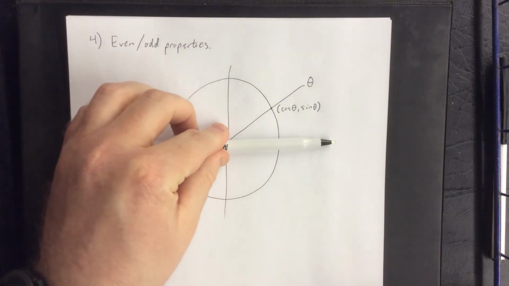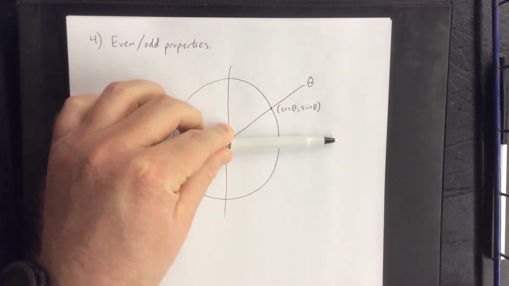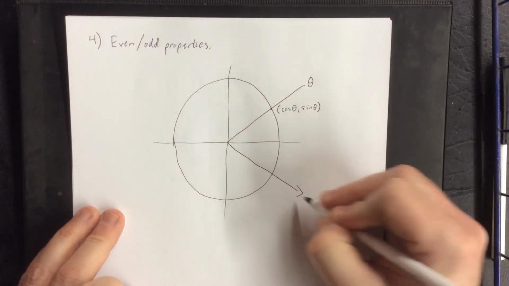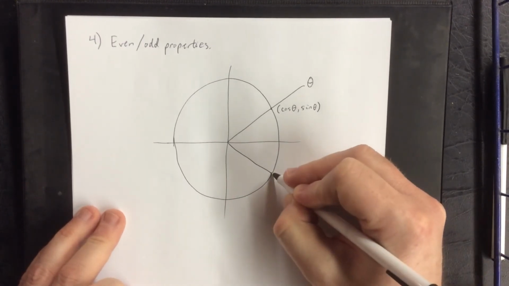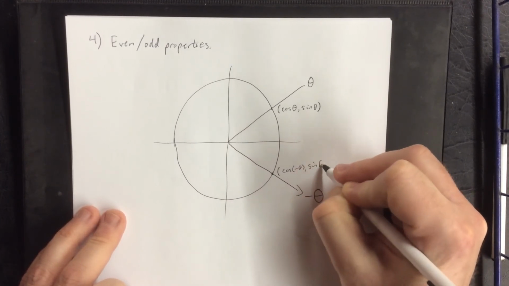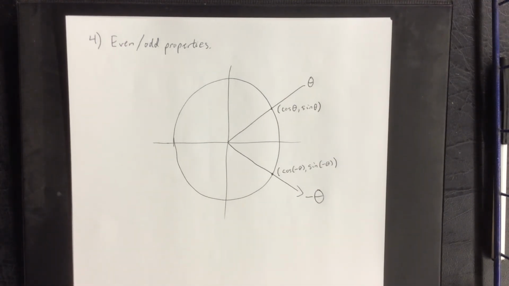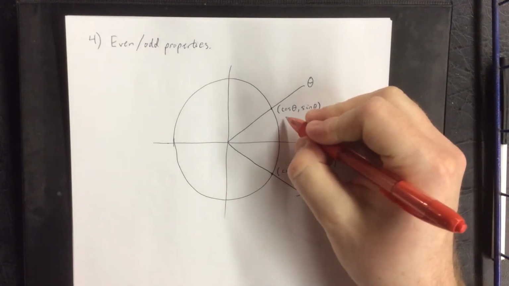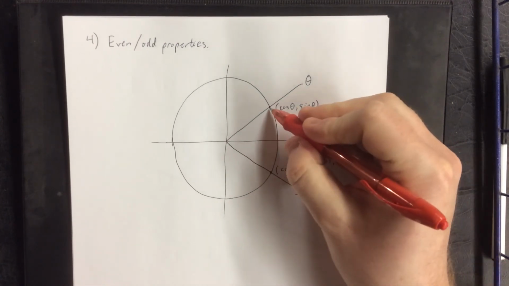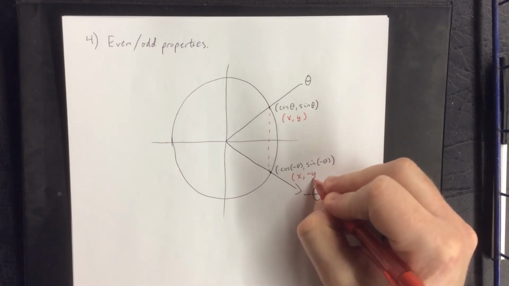Well, keeping in mind that theta, if a positive angle, will be a counterclockwise rotation, negative theta would go in the opposite direction. So the opposite direction would be this direction, with corresponding ordered pair cosine of negative theta and the sine of negative theta. Now, if we wanted to shorten this process a little bit, up here, this would be the ordered pair xy. Down here, as we move from quadrant 1 into quadrant 4, the y value becomes negative, but the x value stays as positive.